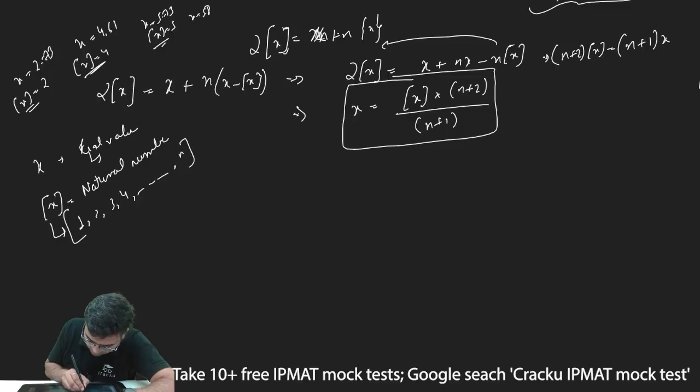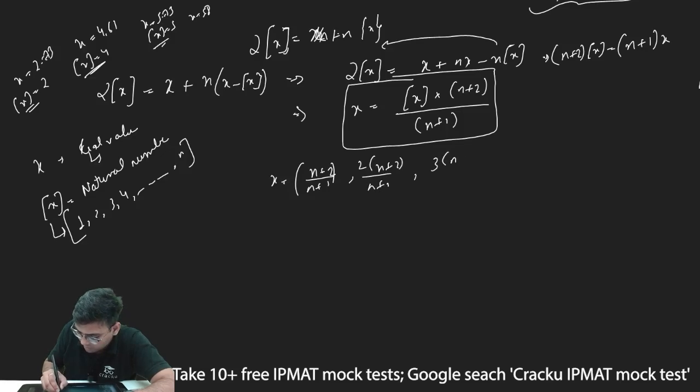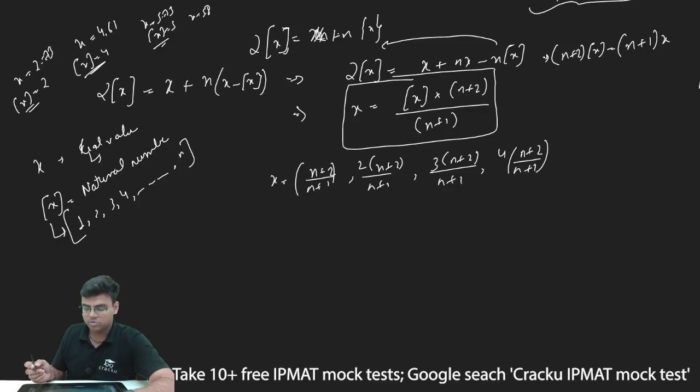Thus if I have to say what all the values are that x can take, x can be equal to n plus 2 upon n plus 1, when greatest integer of x is 1, or 2 into n plus 2 divided by n plus 1, or 3 into n plus 2 divided by n plus 1, or 4 into n plus 2 divided by n plus 1. So this is what values x can take, because greatest integer of x will always be a natural number.